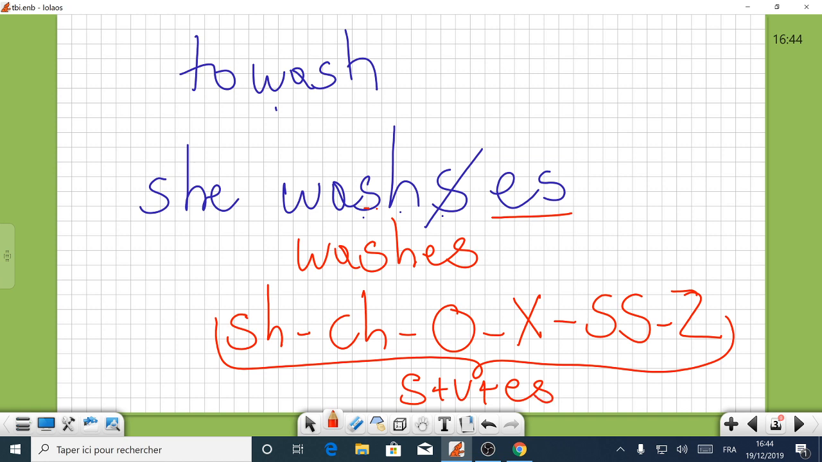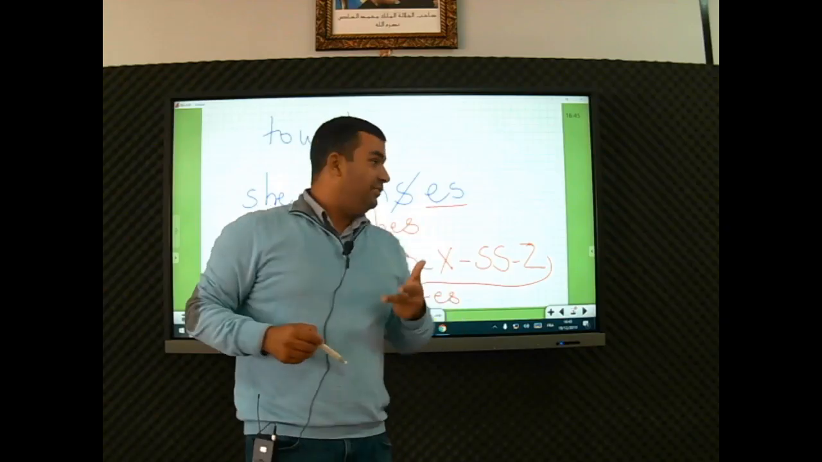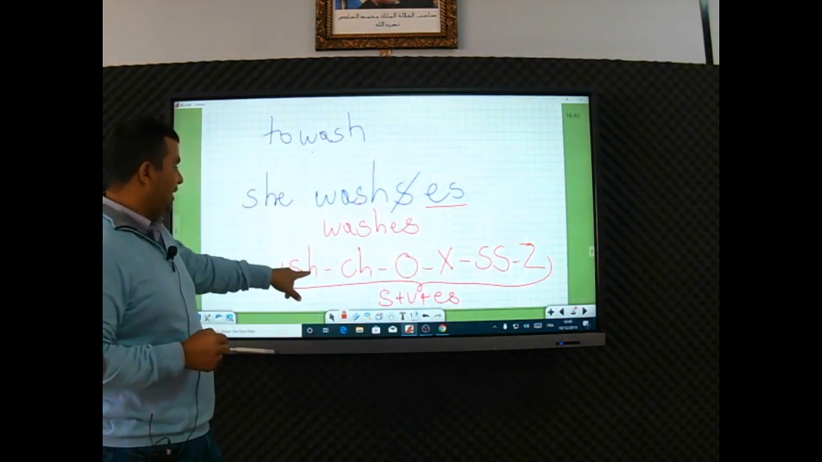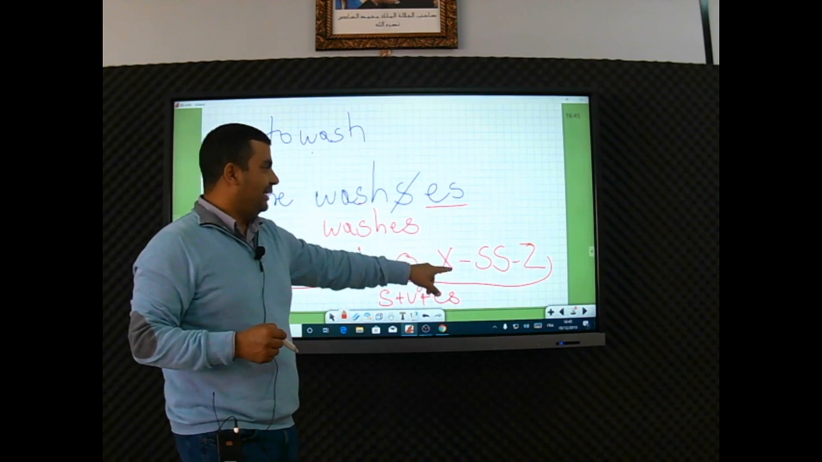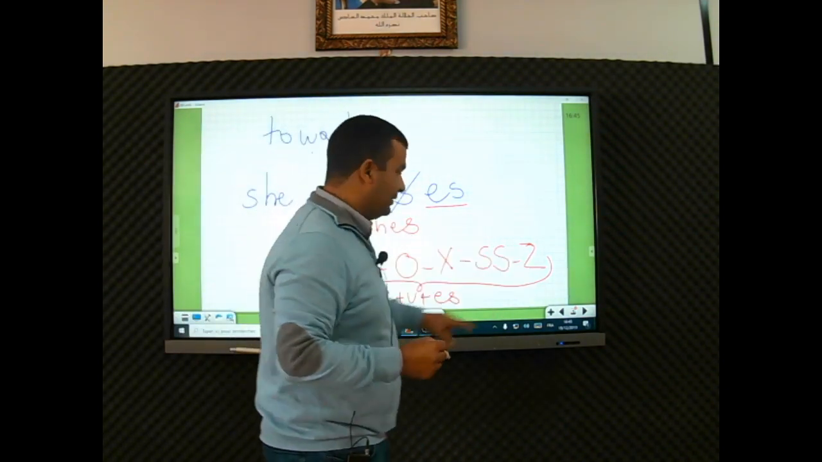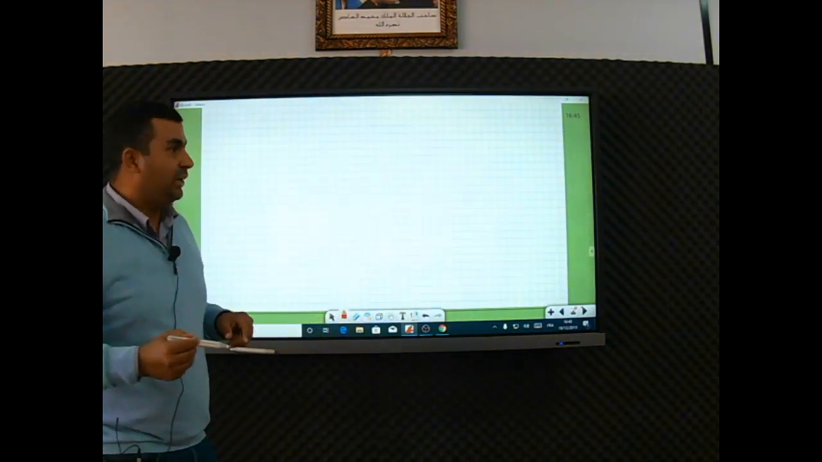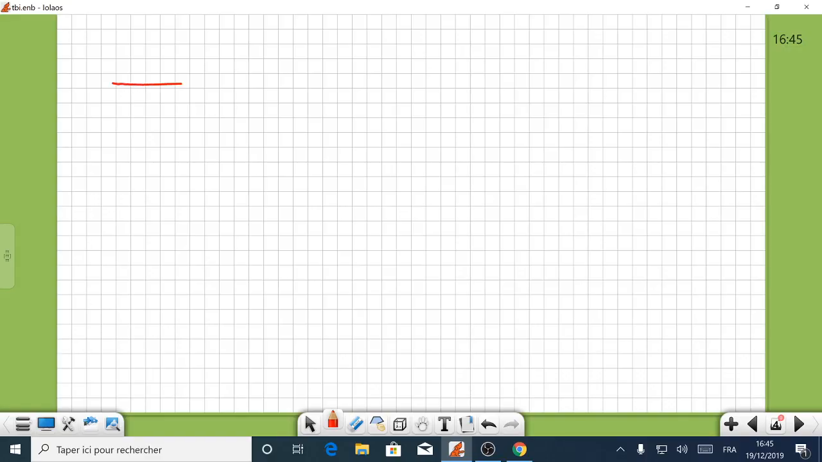Okay, so what is the form now? Subject plus verb plus s with the majority of verbs, and subject plus verb plus ies when we have consonant plus y, and we have es when we have these endings: sh, ch, o, x, double s, and z. So that's it. If you want, for example, now to sum up, what do we have here? The first rule and the second rule, okay?